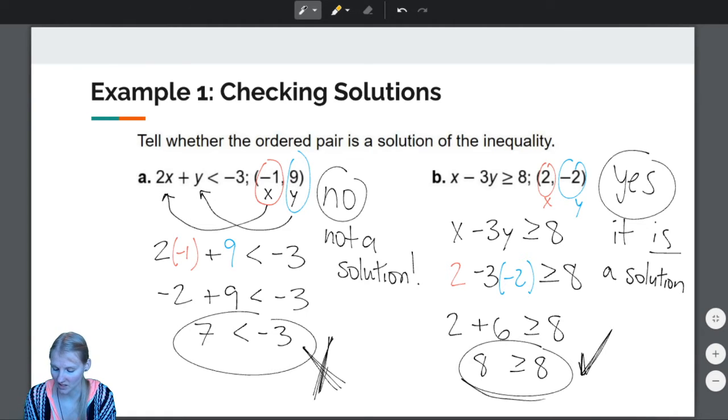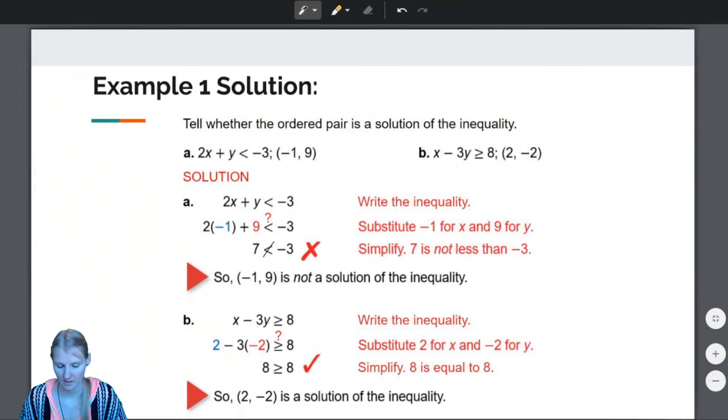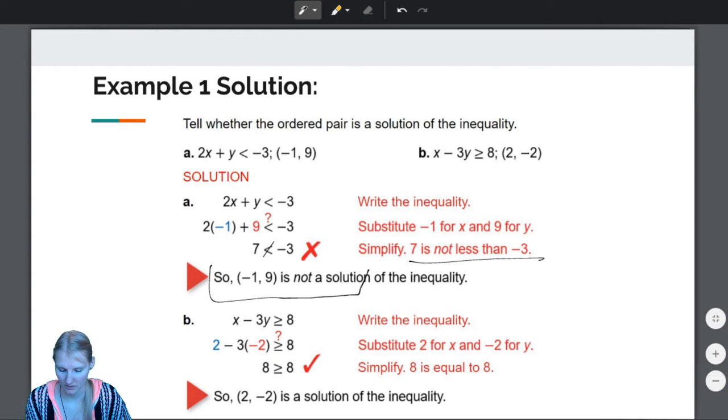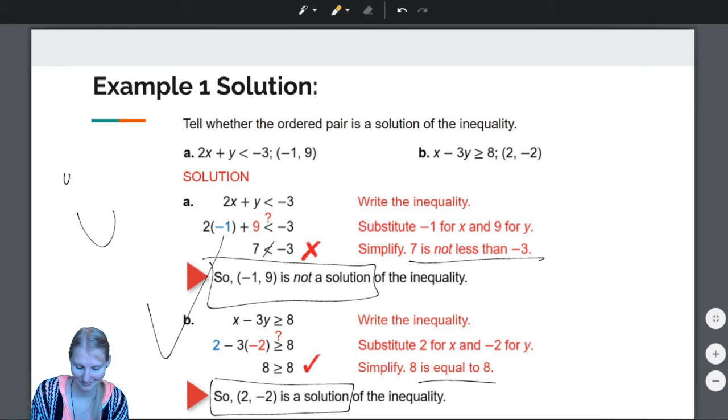So because we got something that did work, this point worked when I plugged it in, I got something that was true, it is a solution. When I get something that is false, it is not a solution. Let's check our answer. 7 is not less than negative 3, so negative 1, 9 is not a solution of the inequality. And 8 is equal to 8, so 2, negative 2 is a solution. Aha! We were right. Yay!